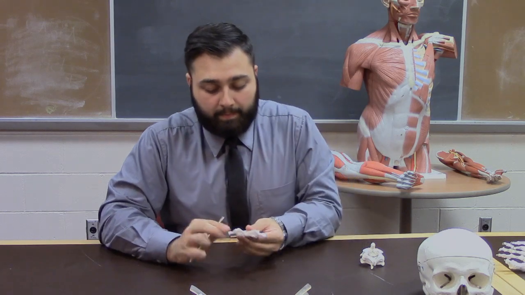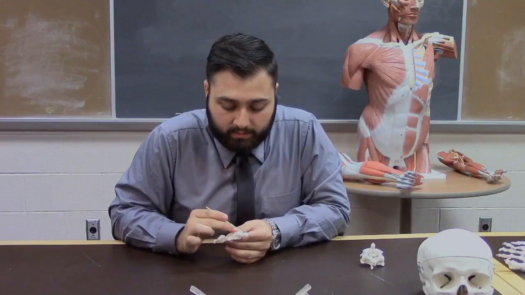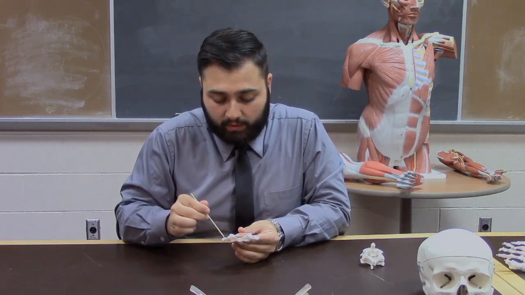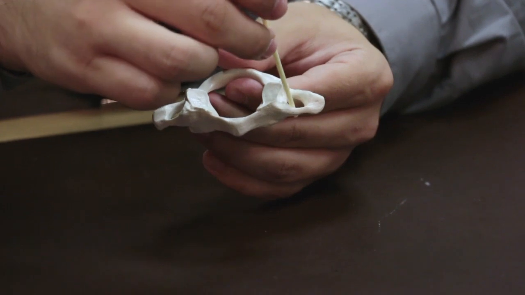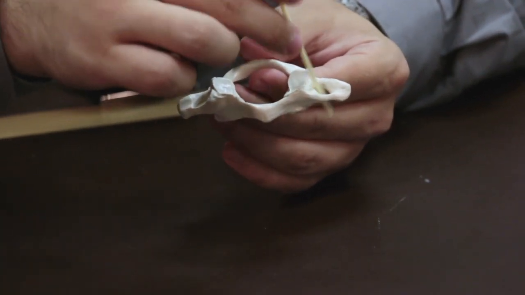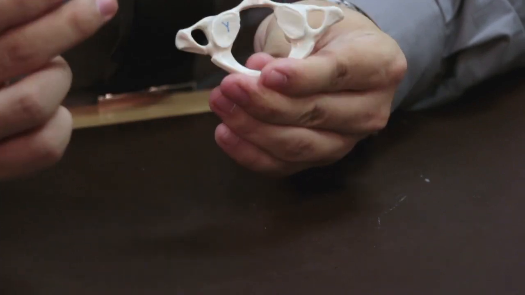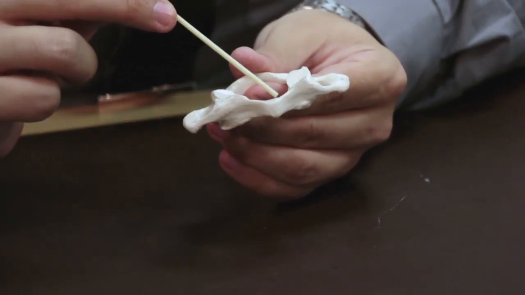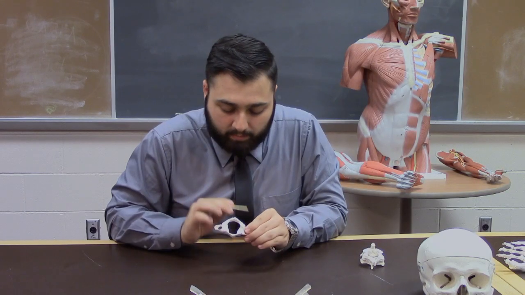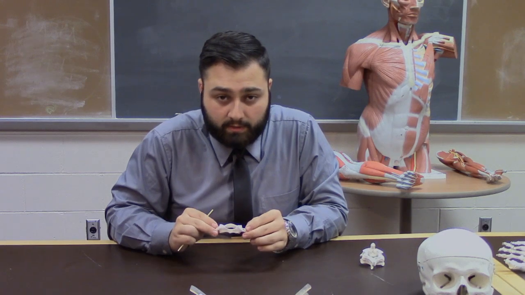Alright. Now, right here, these two processes, transverse processes. Okay? Transverse process 1 and 2. Right here, this whole transverse foramen. Transverse foramen here, transverse process, superior articular facets, inferior articular facets, anterior arch, anterior tubercle, posterior arch, posterior tubercle. That's all it is for C1.